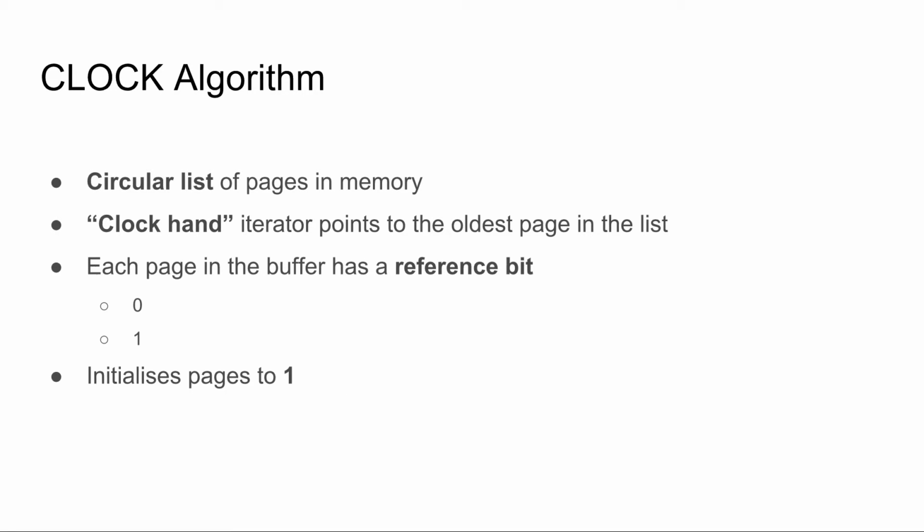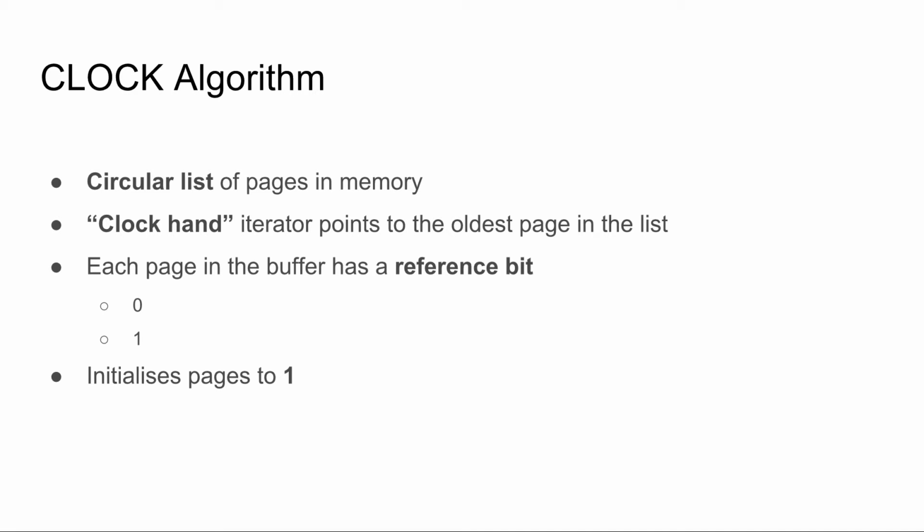The clock algorithm is a variant of the LRU replacement algorithm. It stores a circular list of pages in memory. A clock hand iterator points to the oldest page in the list and iterates clockwise over the pages. Each page in the buffer has a reference bit which can be either 0 or 1. Each page's reference bit is initially 1, that is, when it is read into the buffer. When a page is accessed by the CPU, its flag is also set to 1.